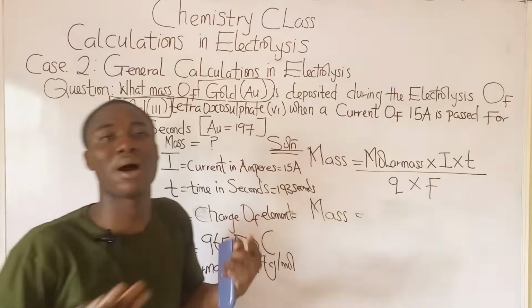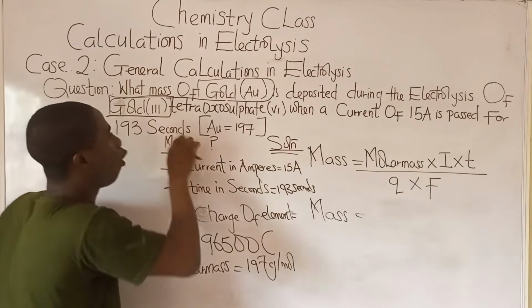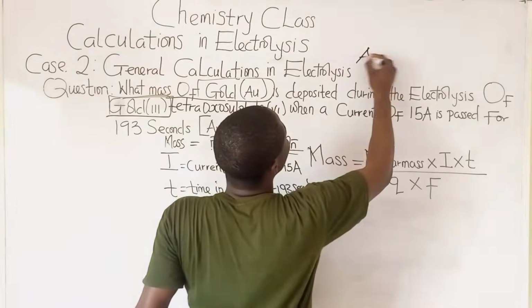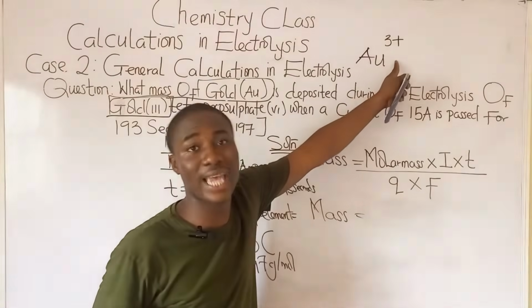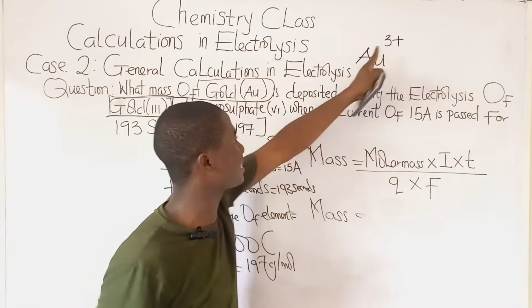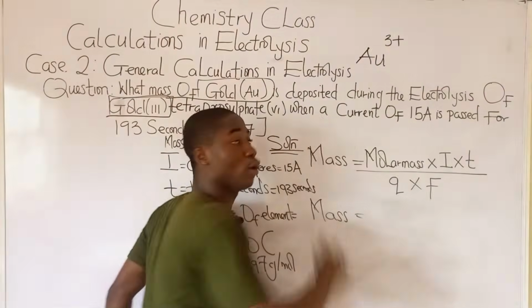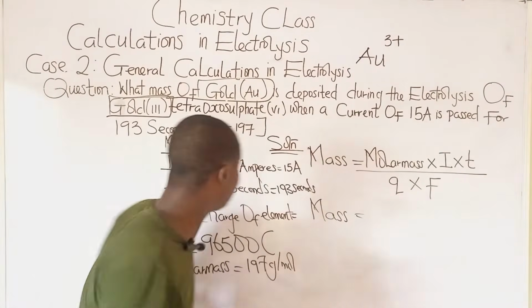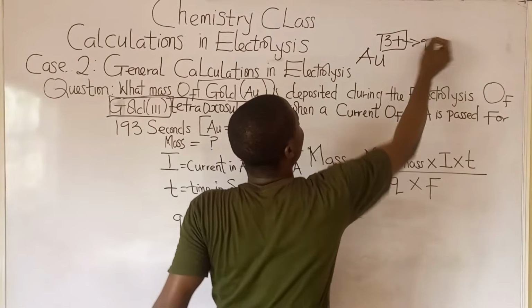Okay, and gold is a metal, and metals are positively charged. Do you get? So now they stated gold 3. Gold is Au, and since they stated gold 3, it becomes Au3+, because as earlier said, metals are positively charged. That's why it has a plus charge. Okay, so moving further, what becomes our charge? That's the Q for gold. The Q for gold becomes 3.